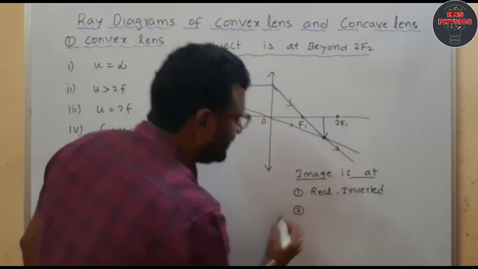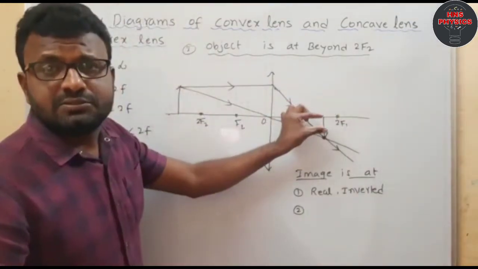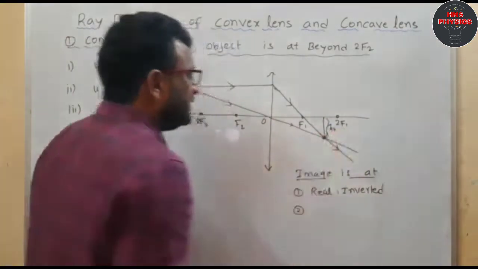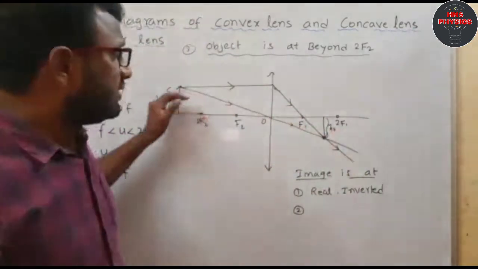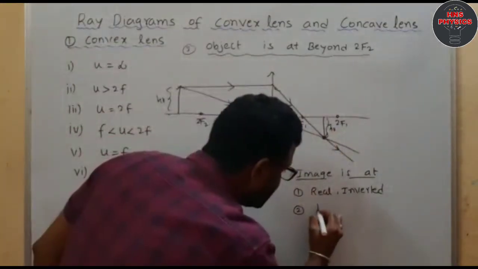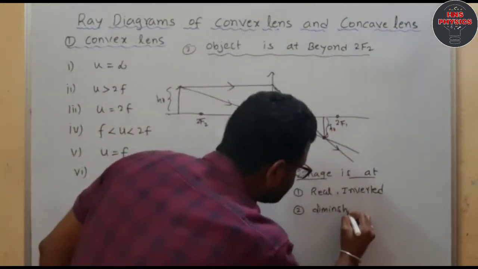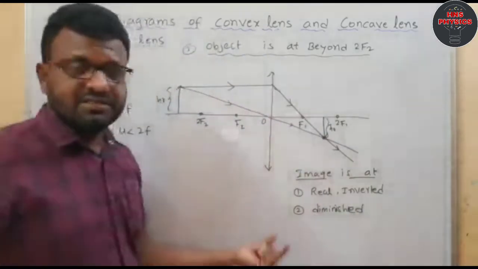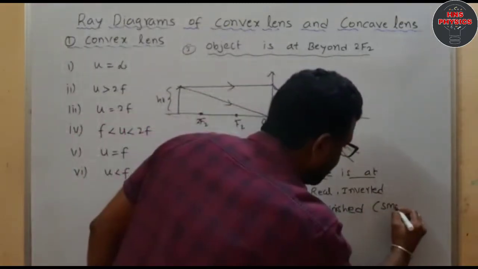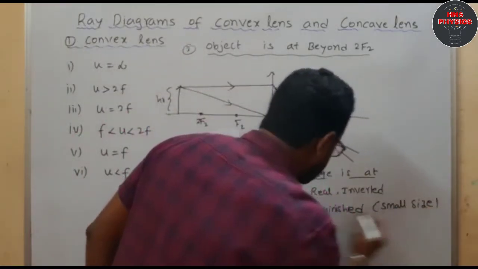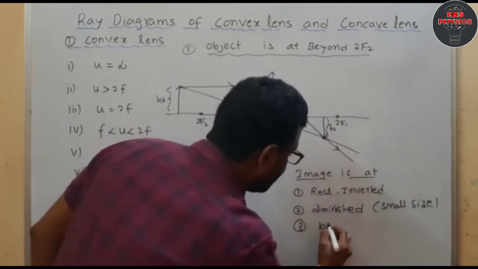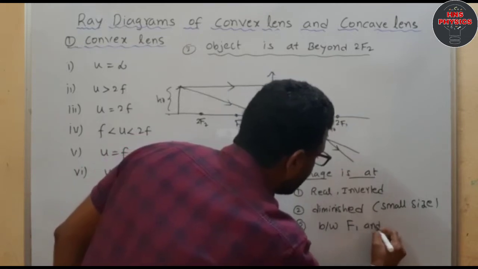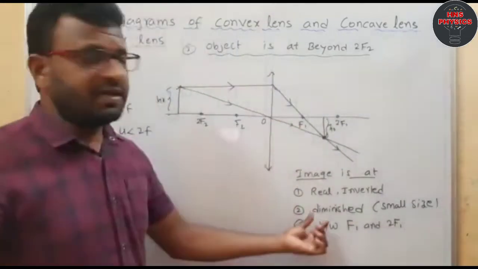Come to the second one. That image size is small. Here this is the height of the object and this is the height of the image, but the image size is smaller than the object. So it is just diminished. Diminished, not highly diminished, just diminished means small size. Next, the image is formed between f1 and 2f1.